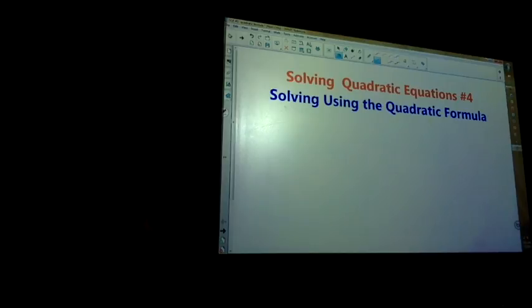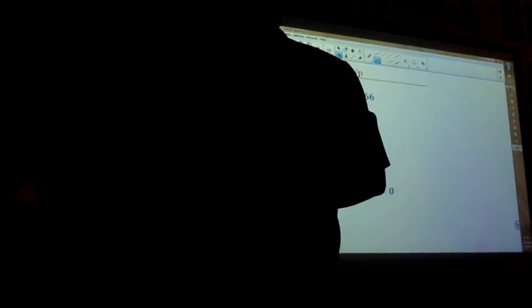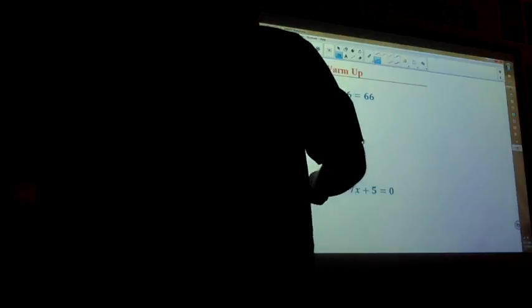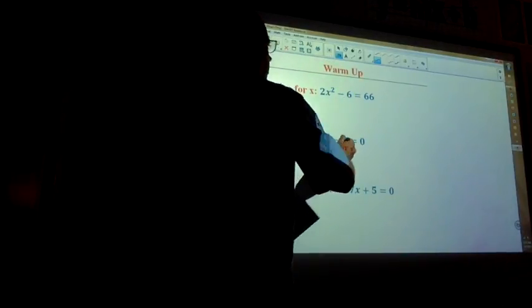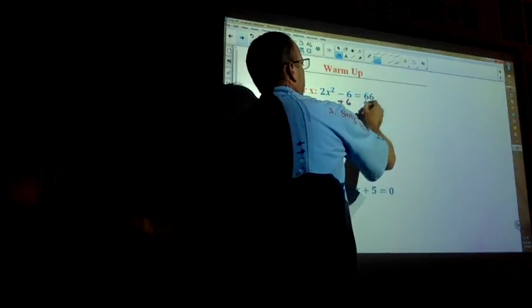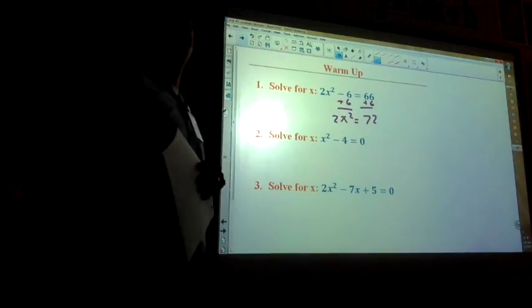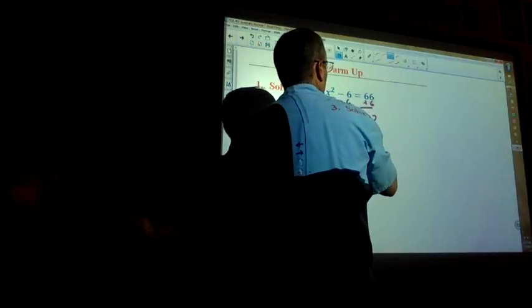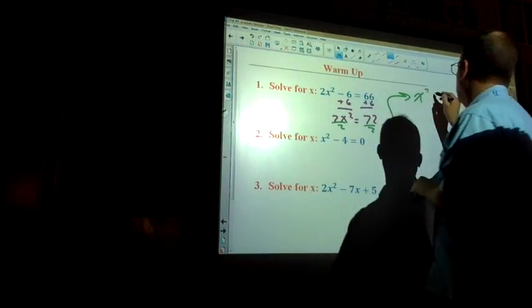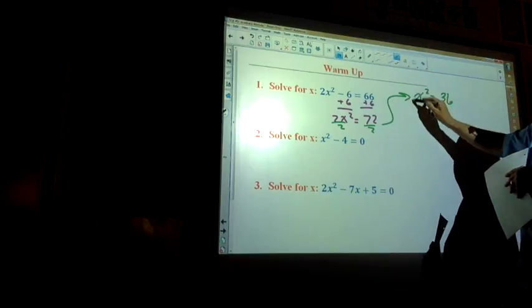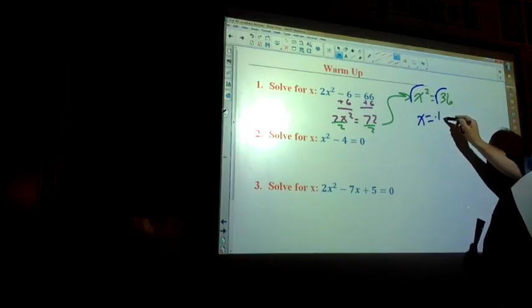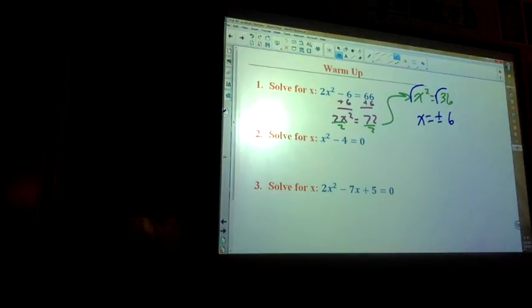All right, so solving quadratic equations. Why do we have this as number 4? I have it as number 5. Oh, that's right, isn't it? Okay, so how would I start working out this problem? Add 6. 2x squared is equal to 72. How do I get x by itself? Divide by 2. Then I get x squared is equal to 36. If I take the square root of both sides, x is equal to plus or minus 6. Don't forget the plus or minus. You don't want to miss a point.